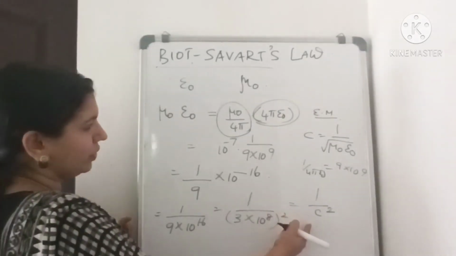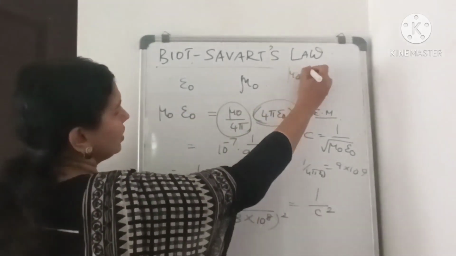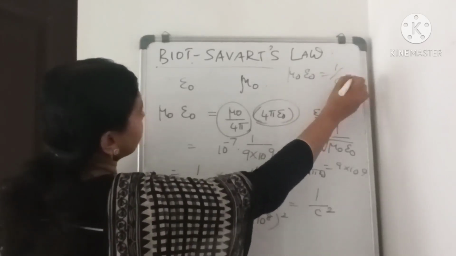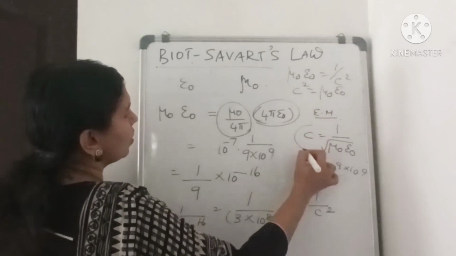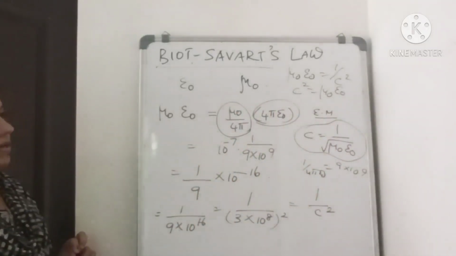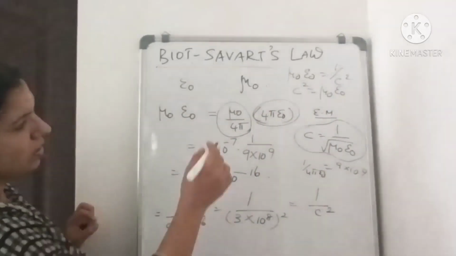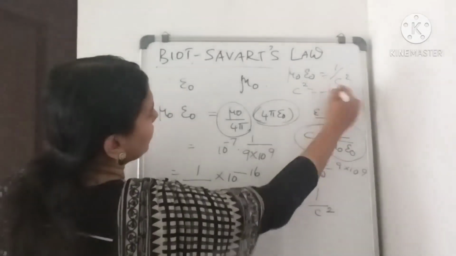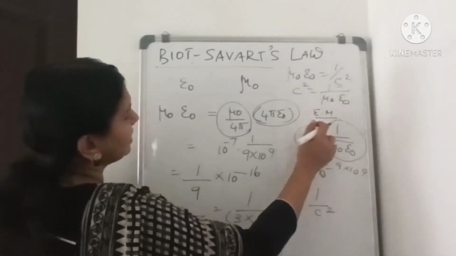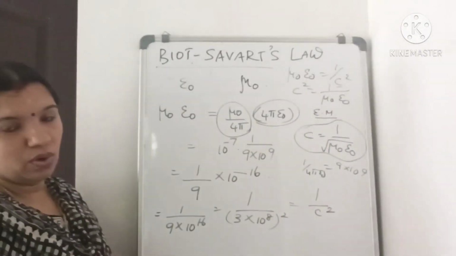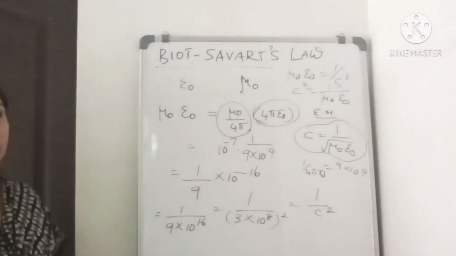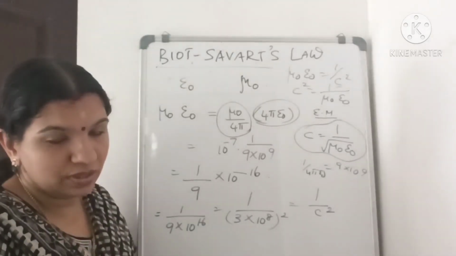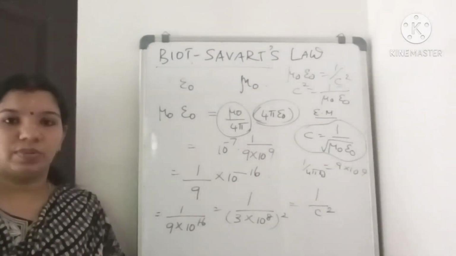Right? So here you got the expression mu 0 epsilon 0 equal to 1 by c square, or c square equal to 1 by mu 0 epsilon 0, and c equal to 1 by root of mu 0 epsilon 0. Clear for you? So this is the relation between mu 0 and epsilon 0, that is permeability and permittivity.